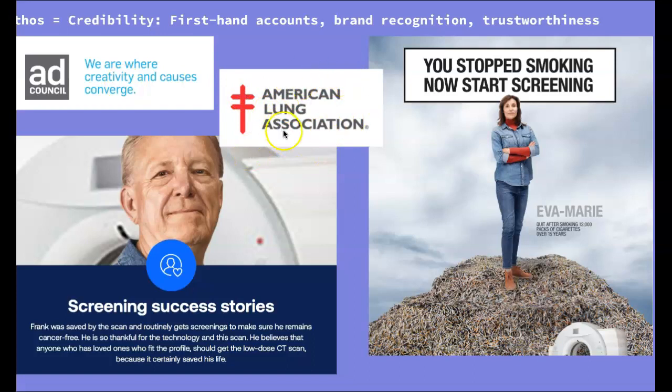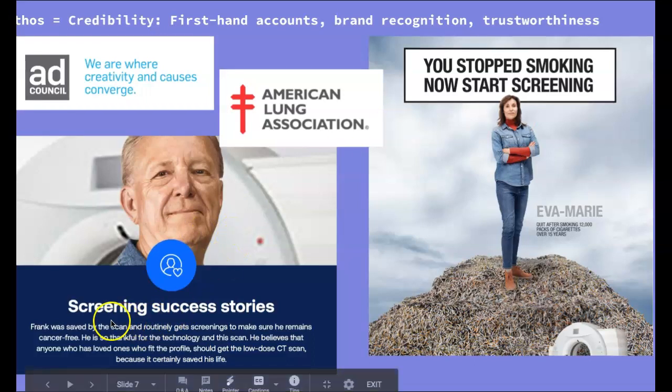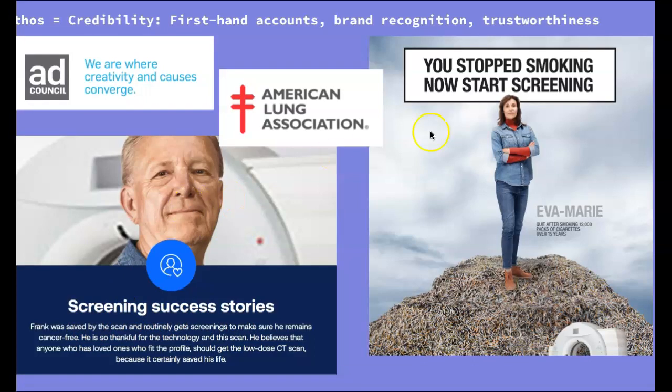The American Lung Association also has a lot of ethos behind their name. In these ads, we're also getting some credibility from this person named Eva Marie, who quit smoking after 12,000 packs of cigarettes over 15 years. So she is bringing a lot of ethos to this argument because she's a former smoker, so we would trust her. This guy, it says screening success stories. Frank was saved by the scan and routinely gets screenings to make sure he remains cancer-free. So again, we have somebody who is speaking from experience, and they both look friendly and kind of approachable.